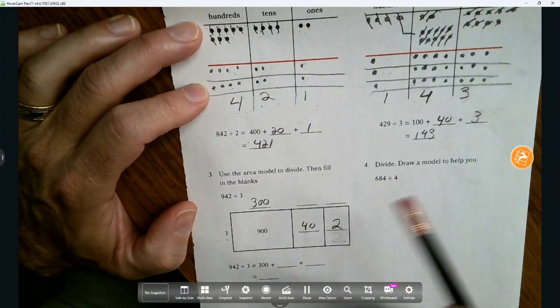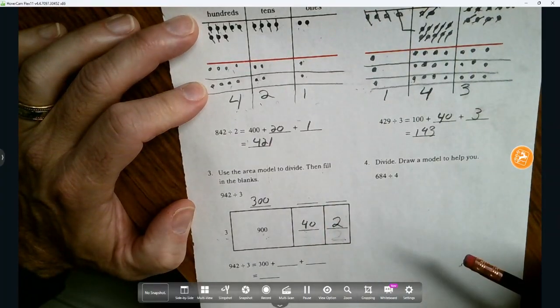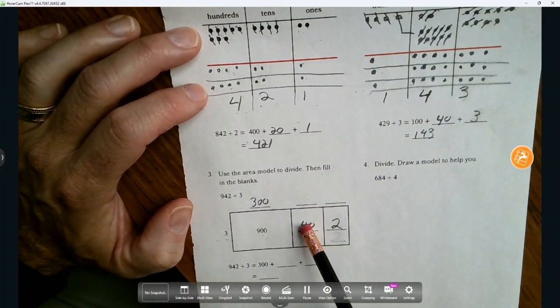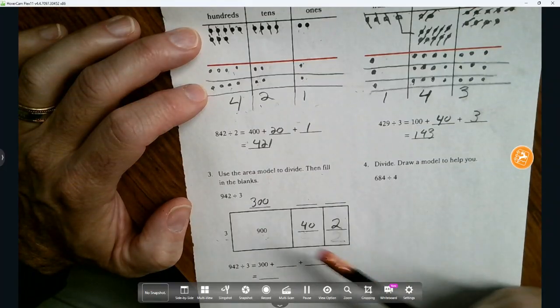All right. Draw a model to help. Do this one. This part's not going to be neat, so make sure you take your time and do it. Remember, how many times can 3 go into 4? Start with how many times 3 can go into 4, and then do your subtraction.